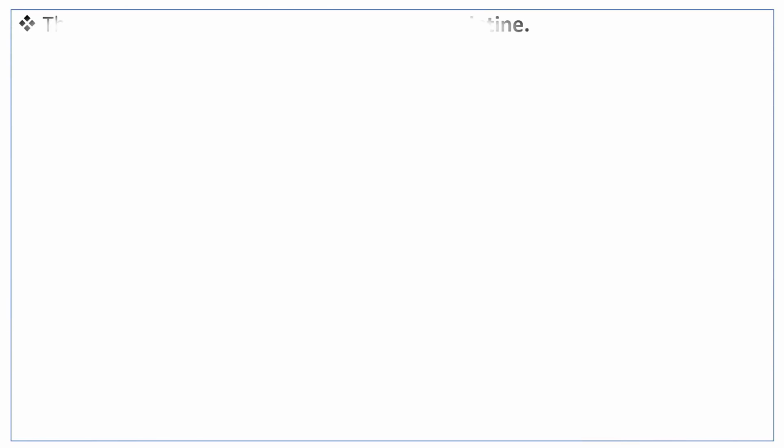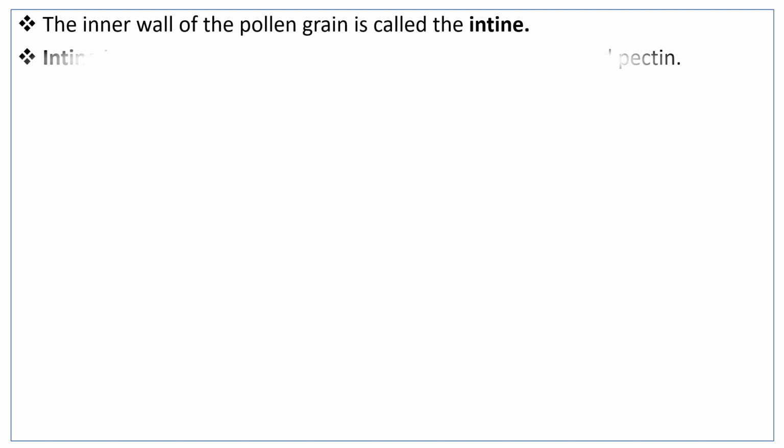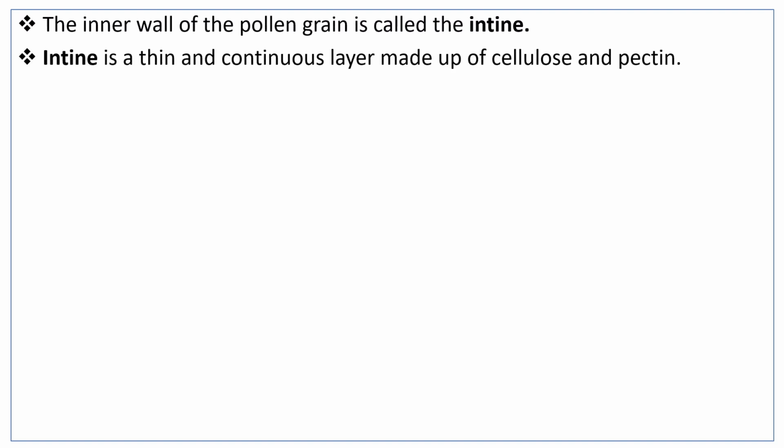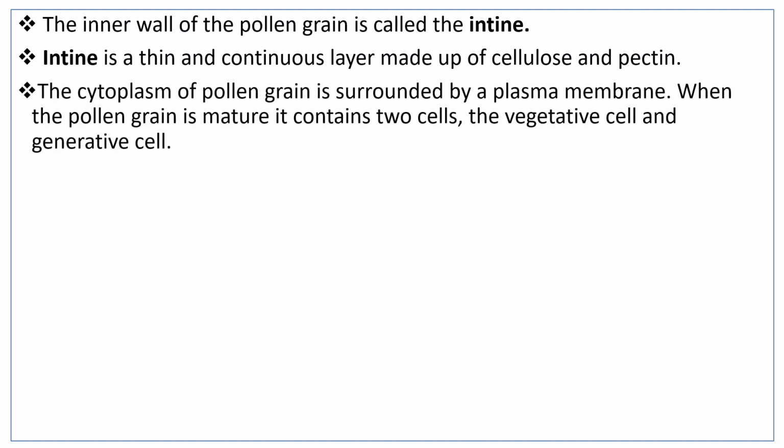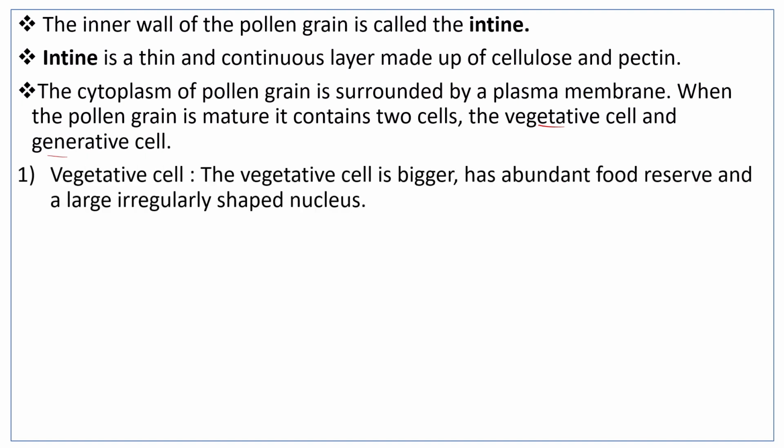The inner wall of the pollen grain is called the intine. Intine is a thin and continuous layer made up of cellulose and pectin. The cytoplasm of the pollen grain is surrounded by a plasma membrane. When the pollen grain is mature, it contains two cells, the vegetative cell and generative cell.